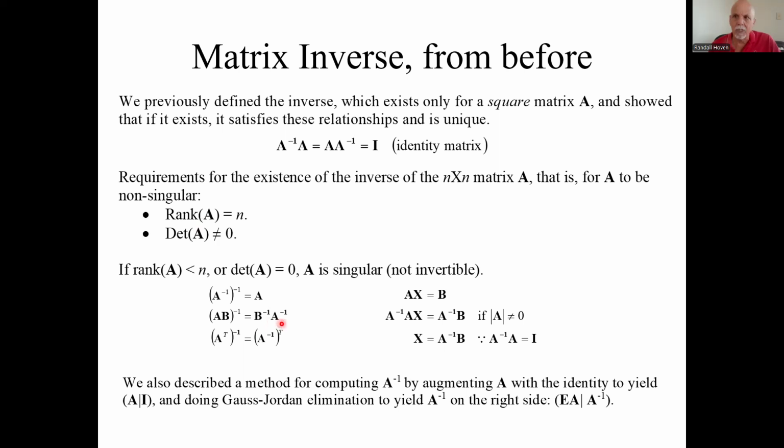Some of the properties: the inverse of an inverse is the original matrix, the inverse of a product is the product of the inverses, but in reverse order. The inverse of a transpose is the transpose of the inverse. And this one's kind of nice. You can solve AX equals B if A has an inverse by this matrix multiplication.